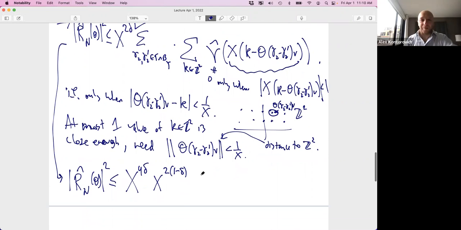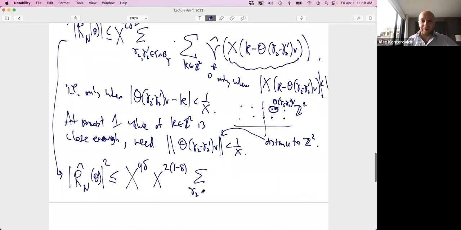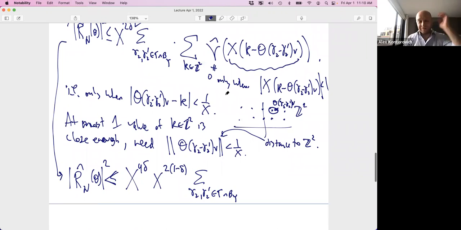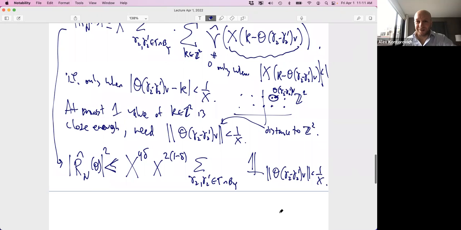Then we have this sum over gamma 1 and gamma 2, sum over gamma 2 and gamma 2 prime in a ball of size y. And now the k sum has turned into an indicator function. So let's put less than because the value of this is 1 or something. And now we have the indicator function of whether the distance to the nearest integer of theta gamma 2 prime v is at most 1 over x. So if it's not, there's nothing to say at all. Okay. So far, so good.